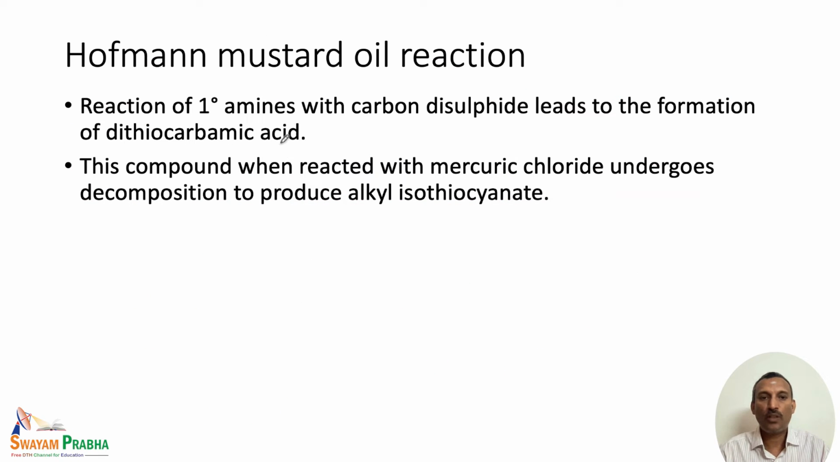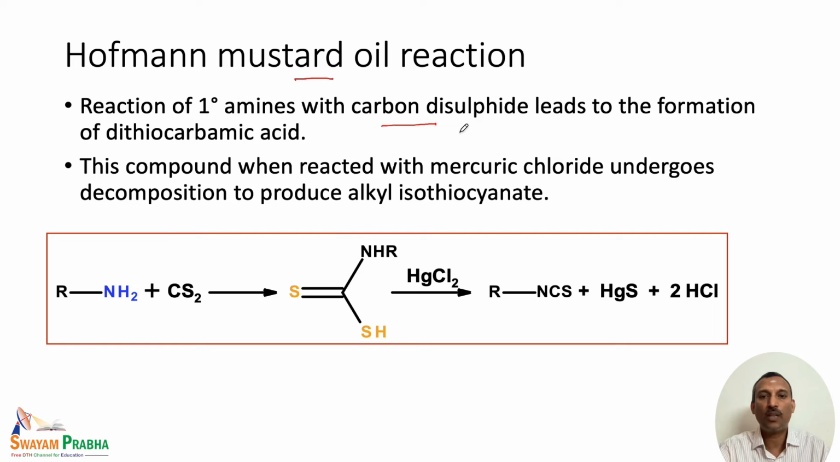So the next one is the Hofmann mustard oil reaction. In this reaction, primary amines react with carbon disulfide, that leads to the formation of dithiocarbamic acid, and this dithiocarbamic acid reacts with the mercuric chloride to give decomposition, and it also gives the alkyl isothiocyanate as the final product. So this is the mustard oil reaction, we call that.